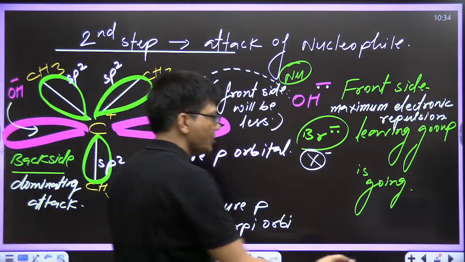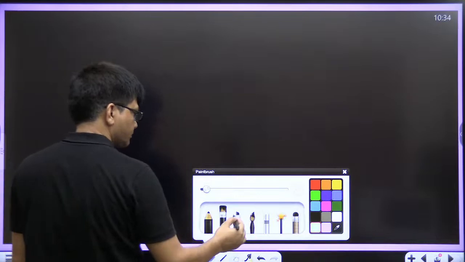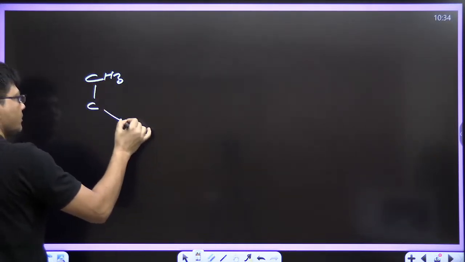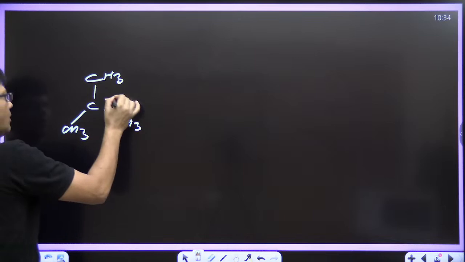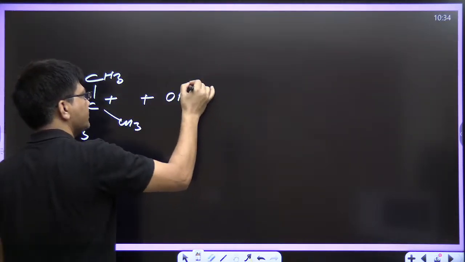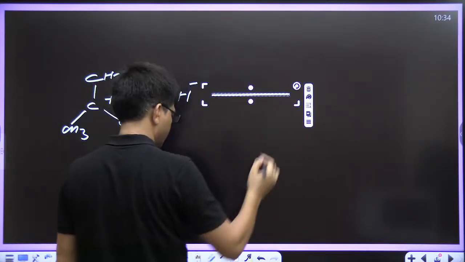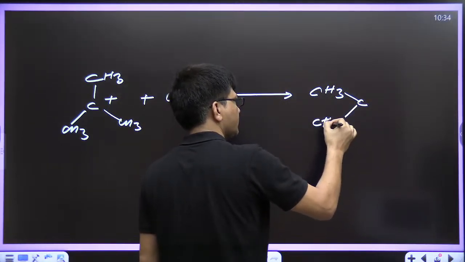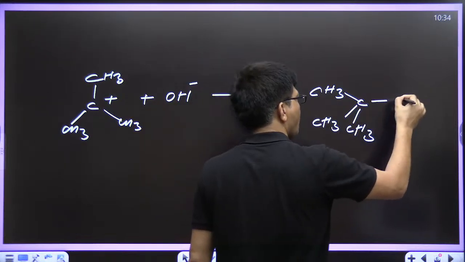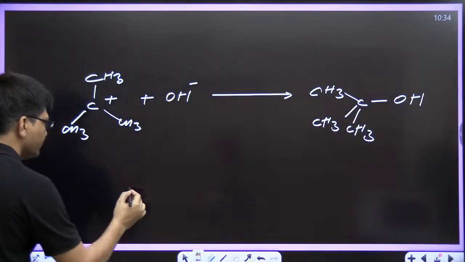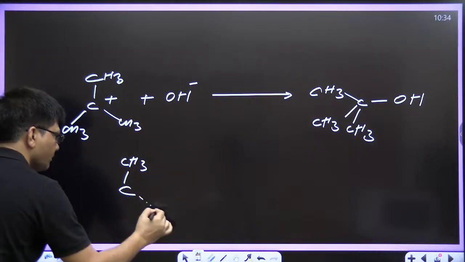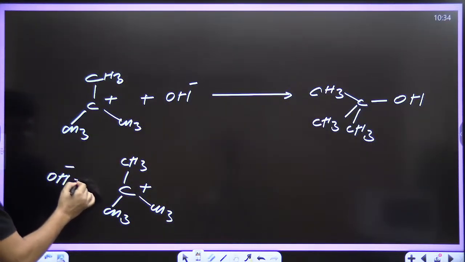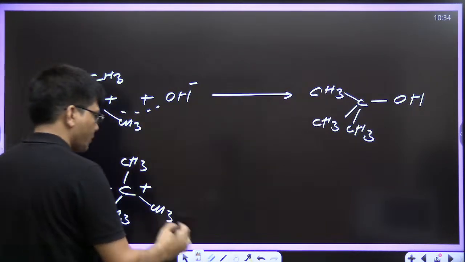So this is going to produce two types of products. See, kids, if the attack is from the front side on this carbon, the product will be like this, CH3, OH. And from the back side attack, the product will be like this.